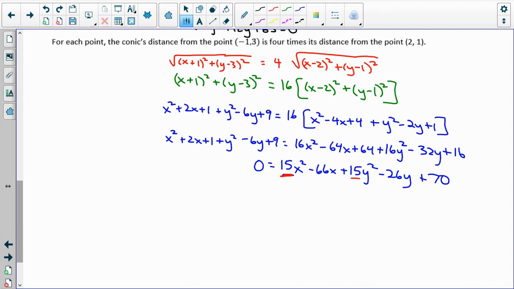And they both have the same coefficient. So this is a circle.